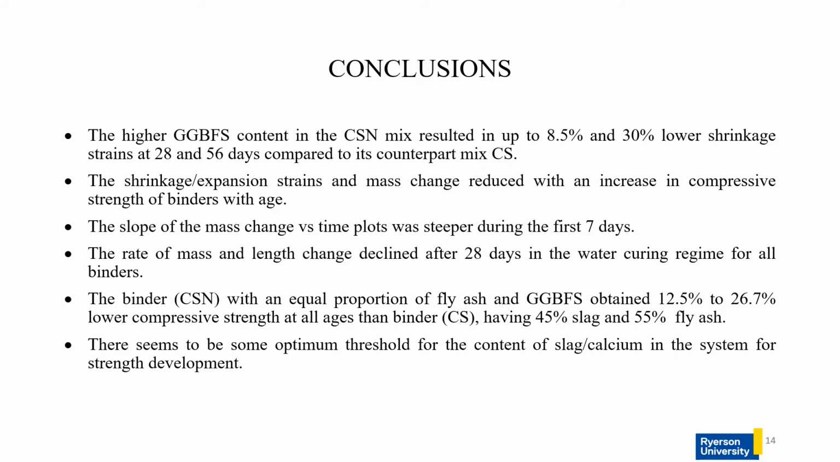So finally, the conclusions: the higher GGBFS content in the CSN mix resulted in up to 30% lower shrinkage strains at 28 and 56 days compared to its counterpart mix CS. The shrinkage, expansion strains, and mass change reduced with the increase in compressive strength of binders with age.